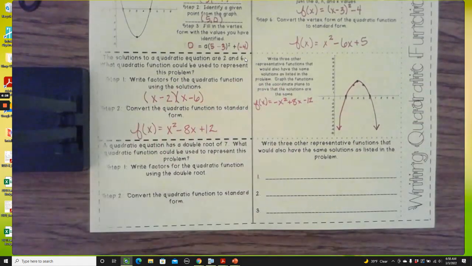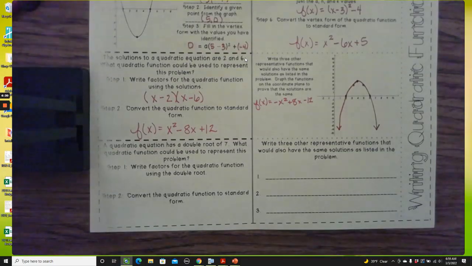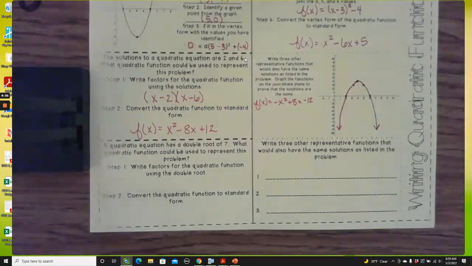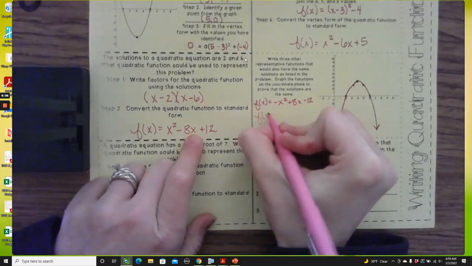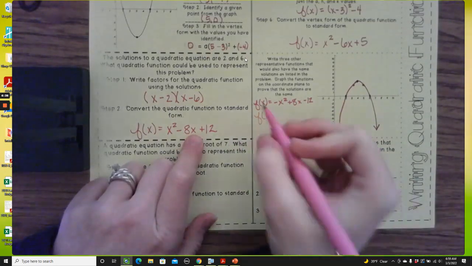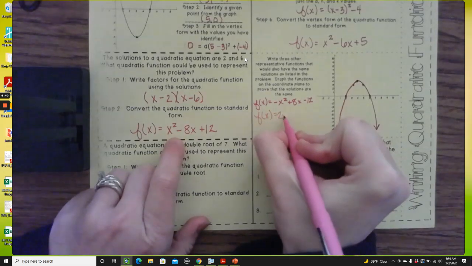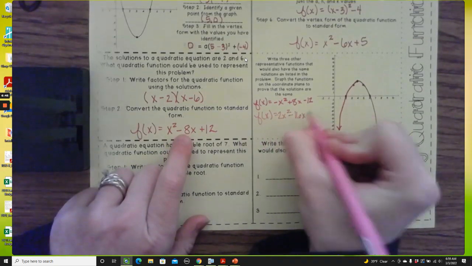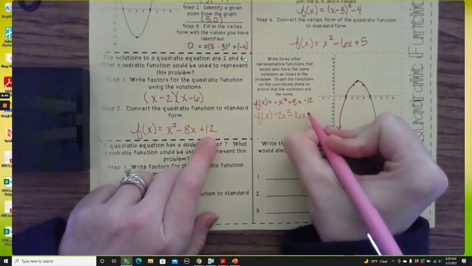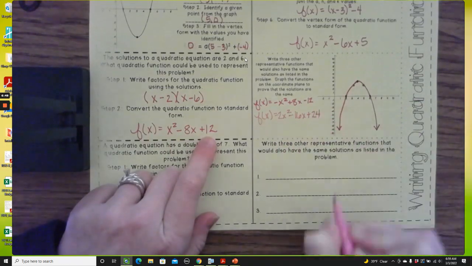And then I'm just going to do one more so that these notes aren't really long. All right, so the other thing we can do, we could multiply this entire thing by 2. F of x equals, all right, 2x squared. 2 times a -8x is -16x. And 2 times 24 is a positive 48.